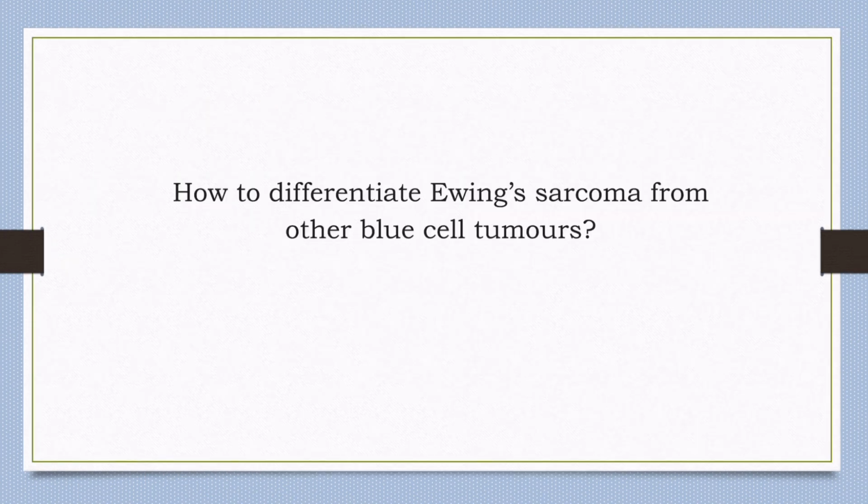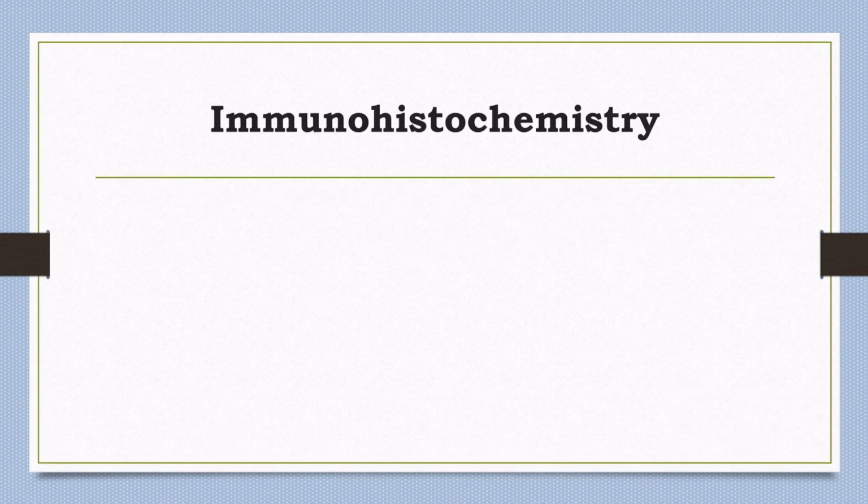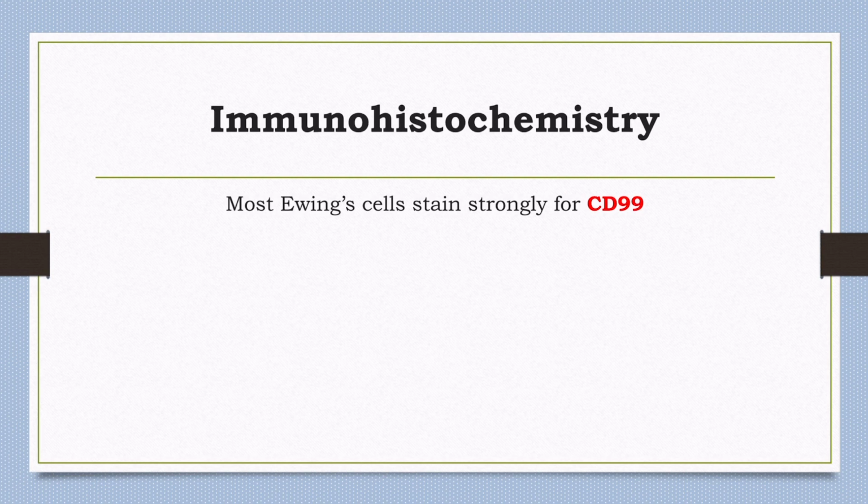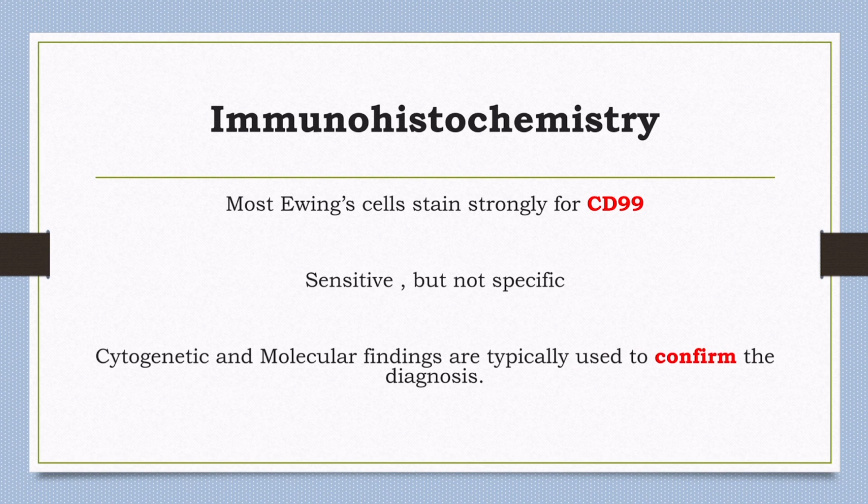One of the main ways to distinguish Ewing sarcoma from these other diagnoses is through the use of immunohistochemistry. Most Ewing cells stain strongly for CD99, and CD99 staining is very sensitive for Ewing sarcoma. It is not specific, as other small blue cell tumors may show some positivity. Also, this is why cytogenetic and molecular findings are typically used to confirm the diagnosis.